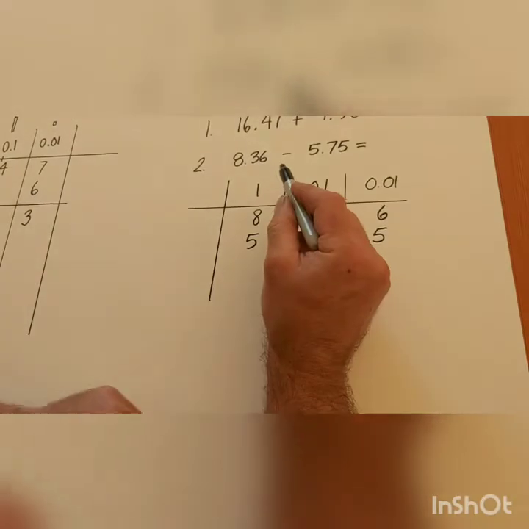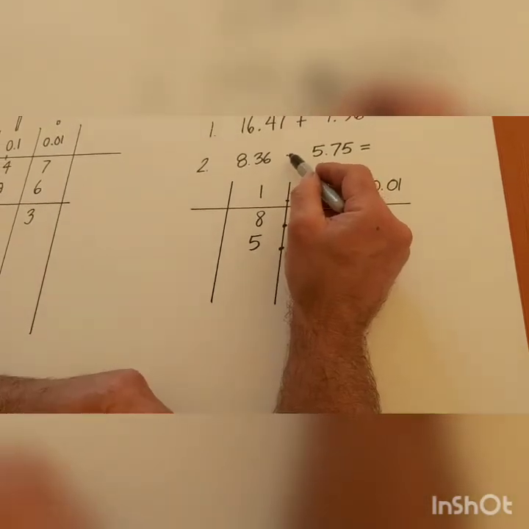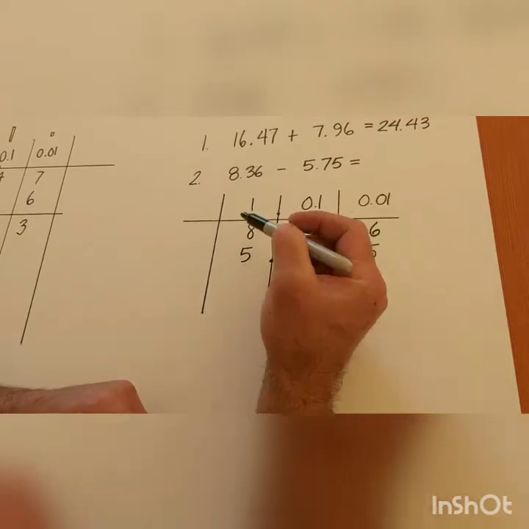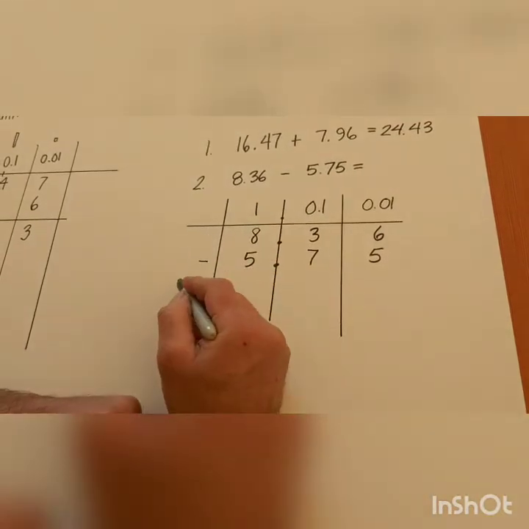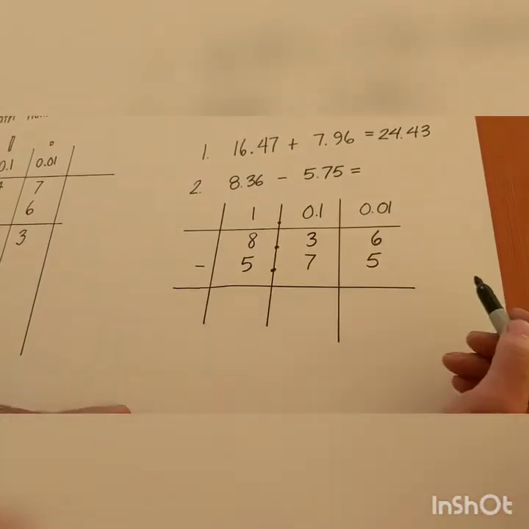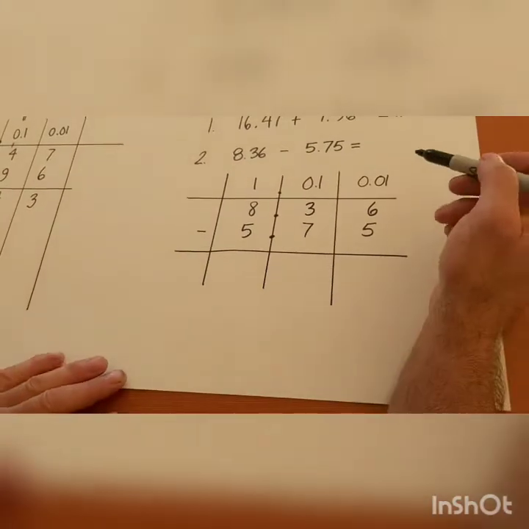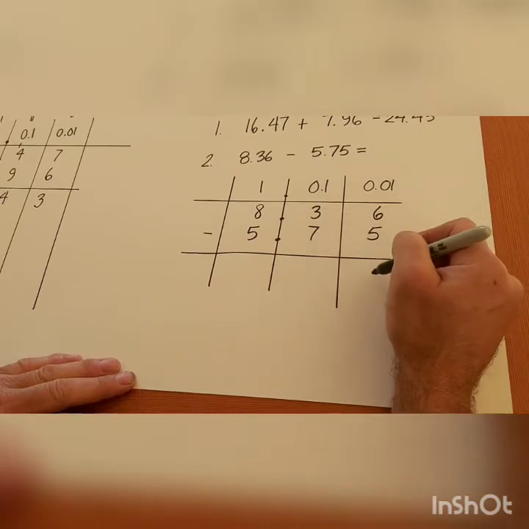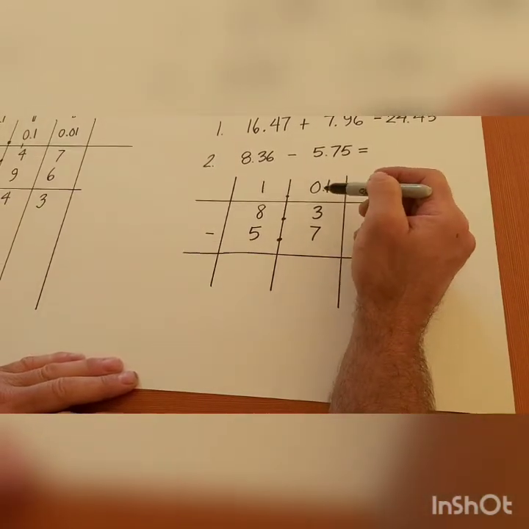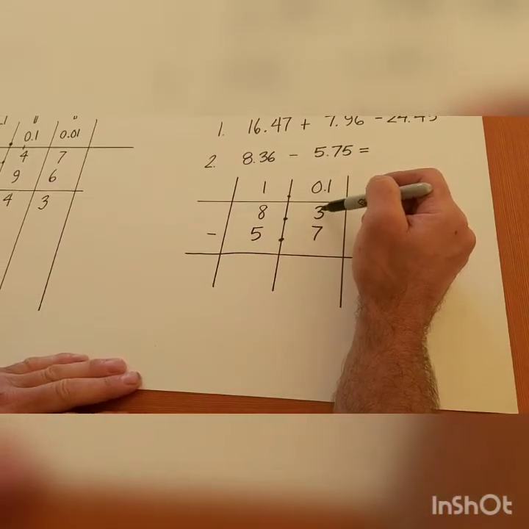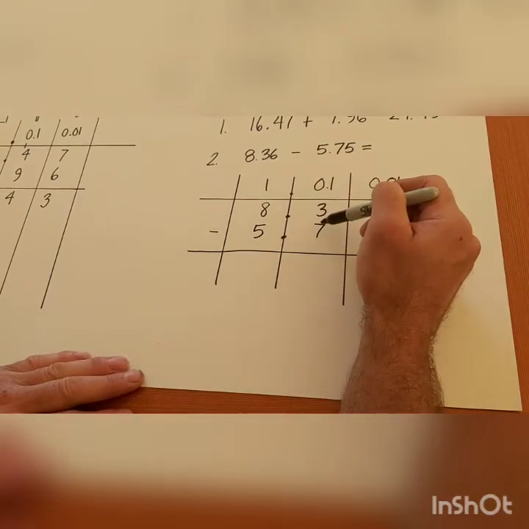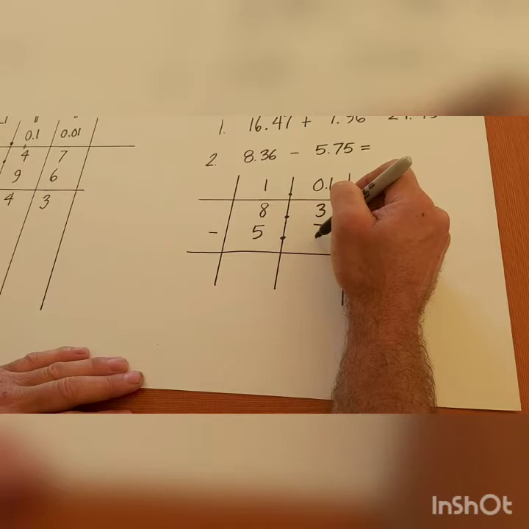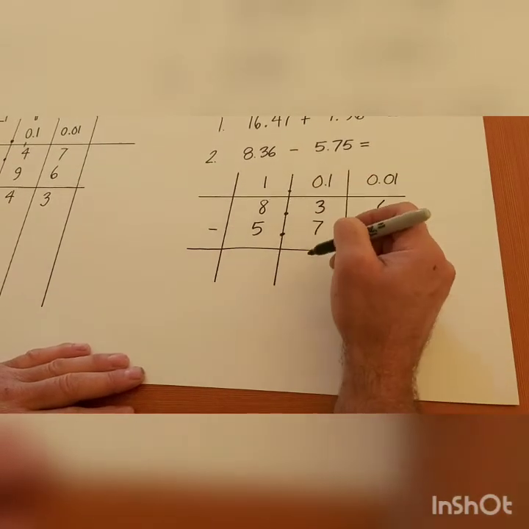Be careful that you pay attention to the order of operation. My first question was addition, but this one is subtraction. So I add my subtraction mark, and now I can solve. Starting in the hundredths, 6 minus 5 is 1. When we get to the tenths, we see that we have 3 minus 7. It's not possible.